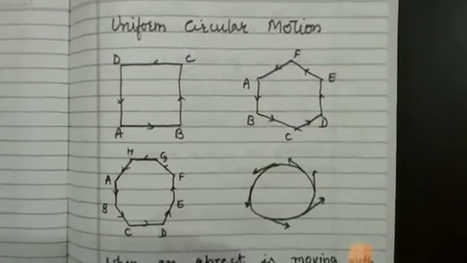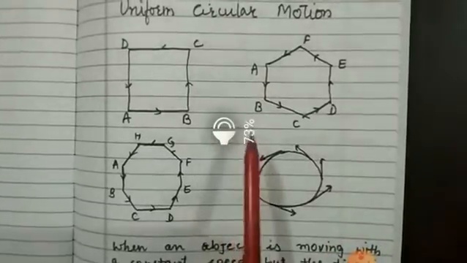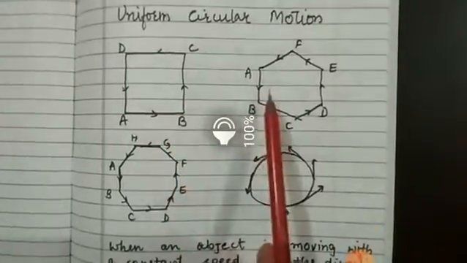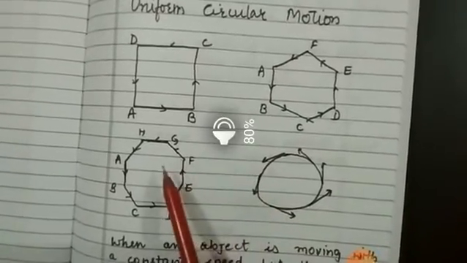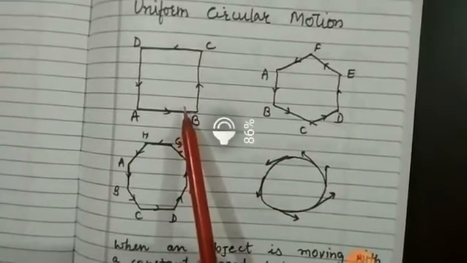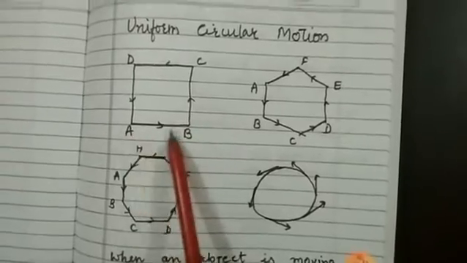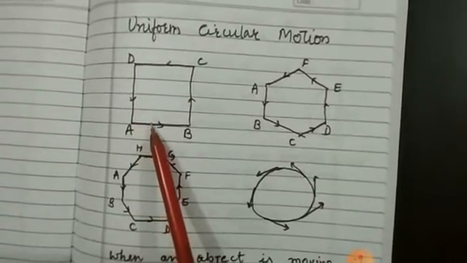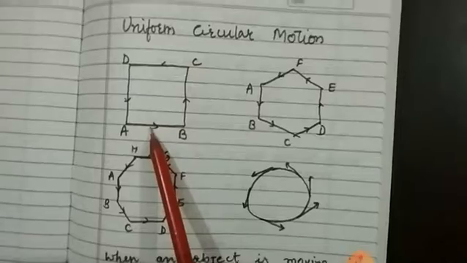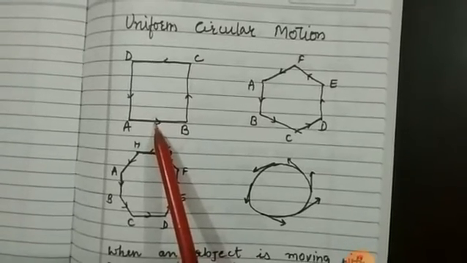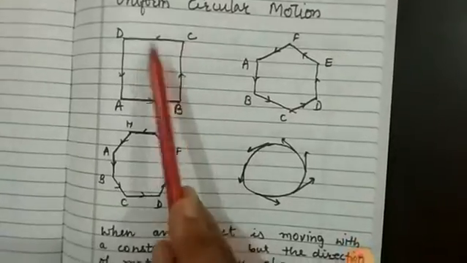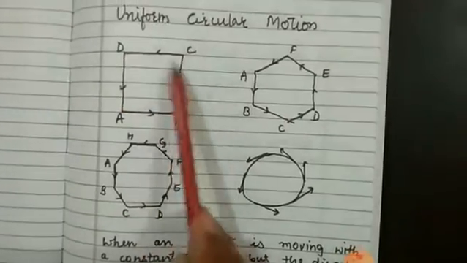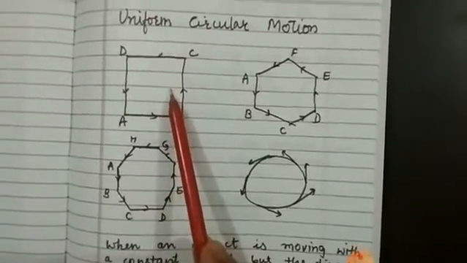Let us start with the uniform circular motion. What is shown in these figures to you? These figures show the path of an athlete along a rectangle. The athlete changes his direction of motion at four corners, that is A to B, then to C and D of this rectangular track in every round.